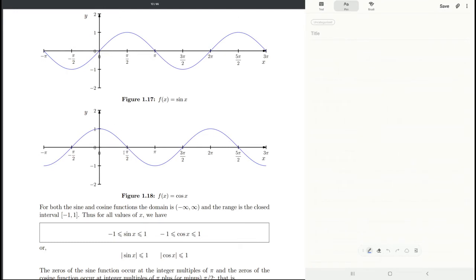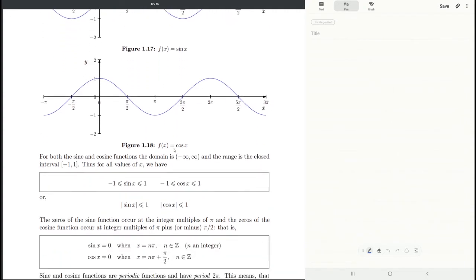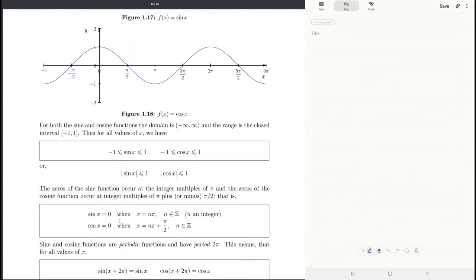And if you were to add any integer multiple of pi to this coordinate, then we get zeros of the function. So pi over 2 plus pi is 3 pi over 2. And if we add another pi, that gives us 5 pi over 2. And so the zeros for the cosine function are going to be at pi over 2 plus any integer multiple of pi. So we can write this using this notation.